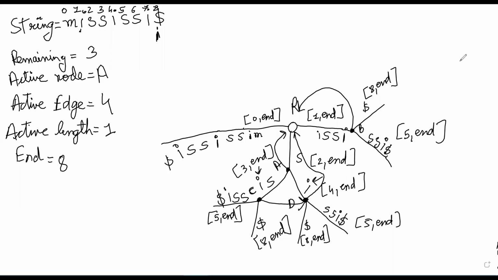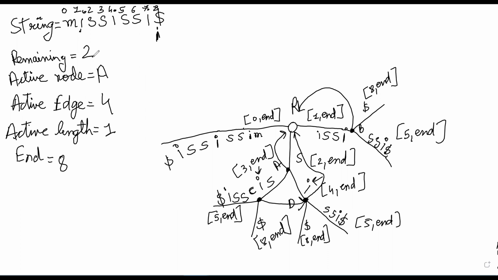Also, every time we make a new leaf node, we're gonna decrement our remaining by 1. So remaining is gonna change from 3 to 2. That means that if remaining is 2, we only have 2 suffixes to satisfy in our tree.